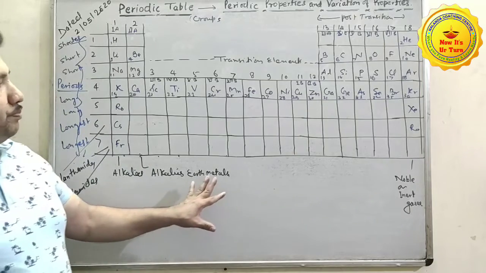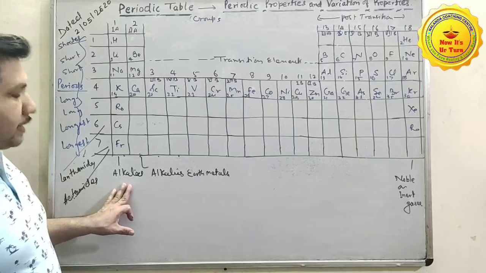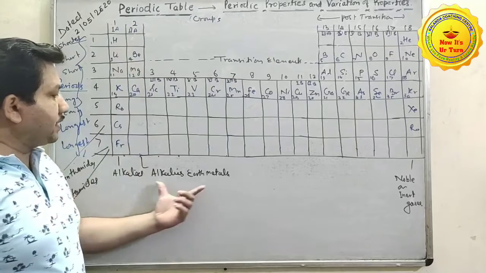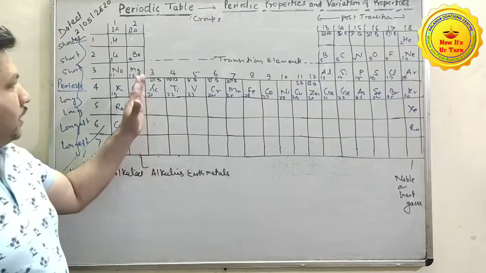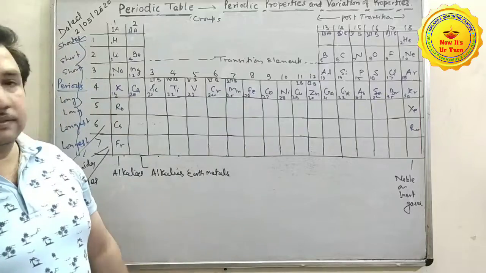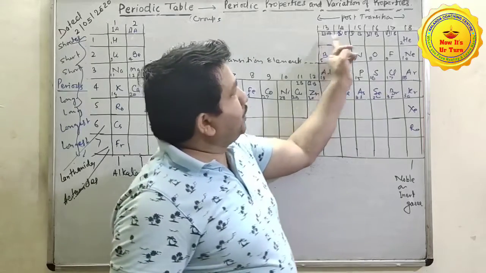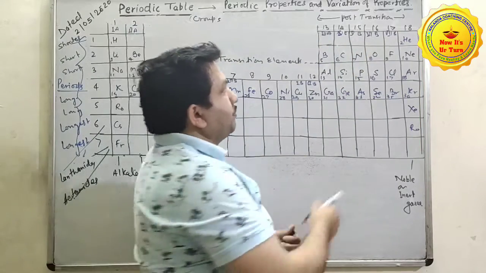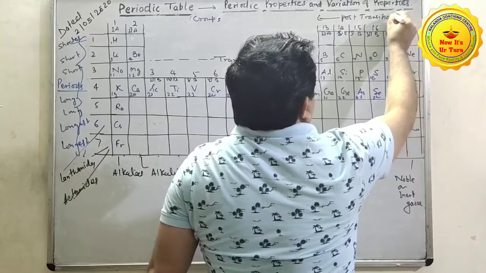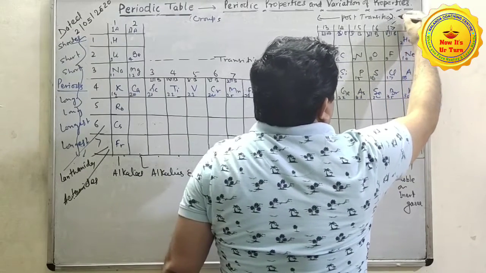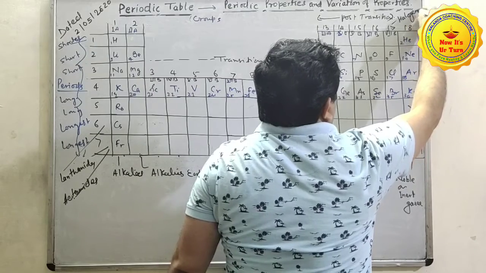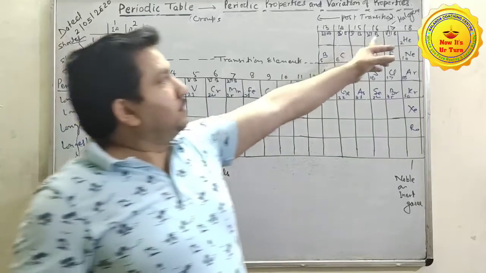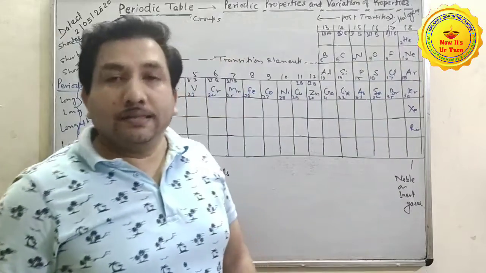Clear? You have alkali metals. First group elements are called alkali metals. Second group elements are called alkaline earth metals. Third to 12th are called transition elements. And 13th to 16th are post-transition elements. Here another type is halogens. It means 17th group elements are called halogens.